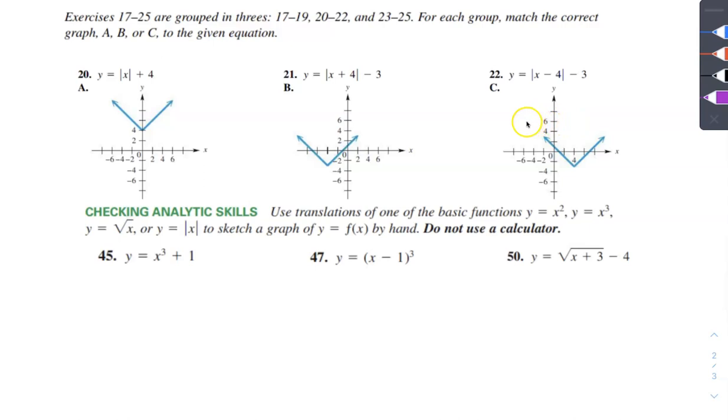For each of these, we want to match the group. So look at this one. Square root of x plus 4. So move the graph up 4. That would just be the first one. That's A.